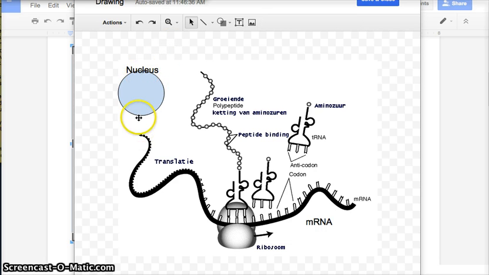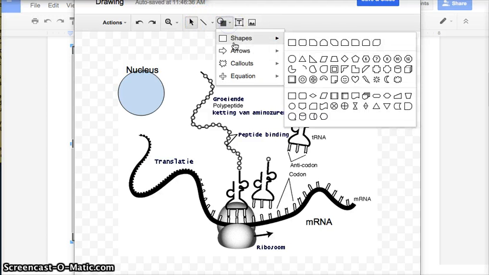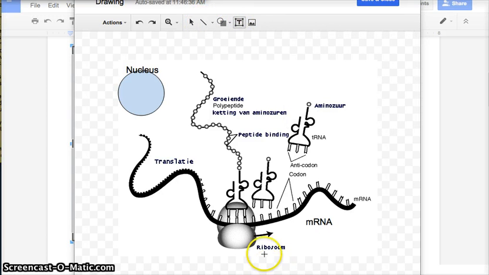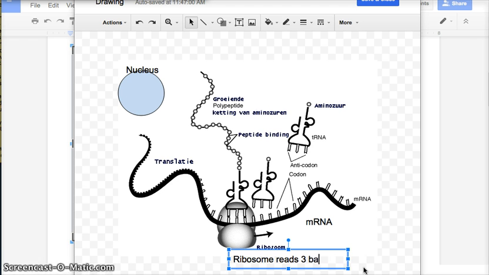Alright, so there's our nucleus. The mRNA came from the nucleus and then comes here to the ribosome. Even though that's spelled differently, I think you guys can still figure that this is a ribosome. The ribosome is reading the bases 3 at a time. The ribosome reads 3 bases at a time.